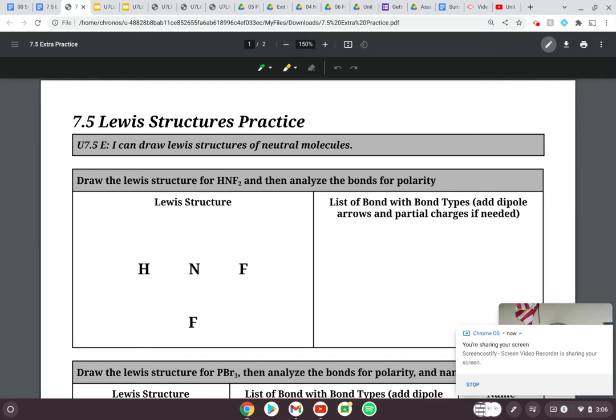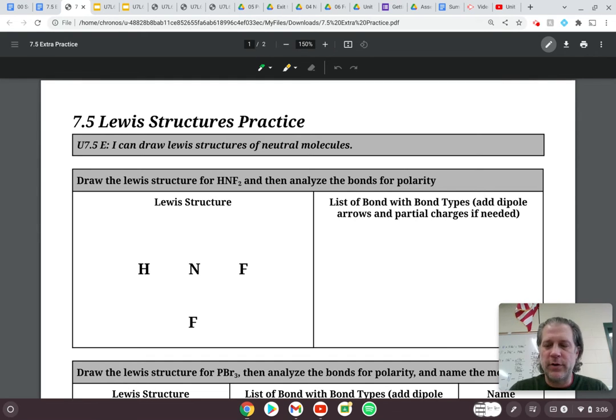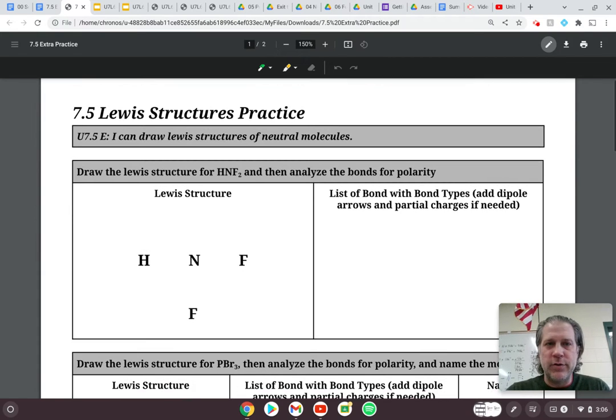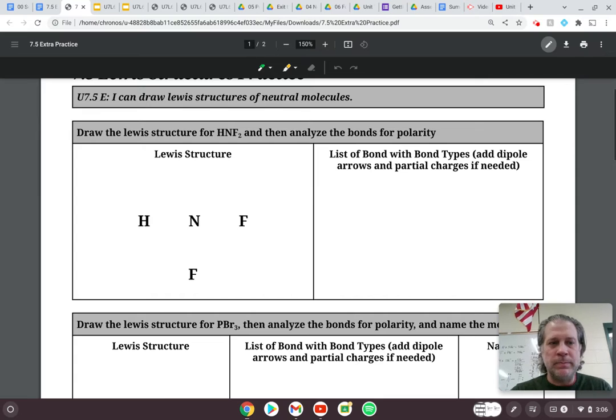So I'm going to do brief answer keys, video answer keys for each of the problems on the practice, just so that we can hopefully address any questions that students are having. Now, in this first example, we have HNF2, and we've actually given you the structure. We just have to figure out how many bonds to draw and how many electrons to work with.